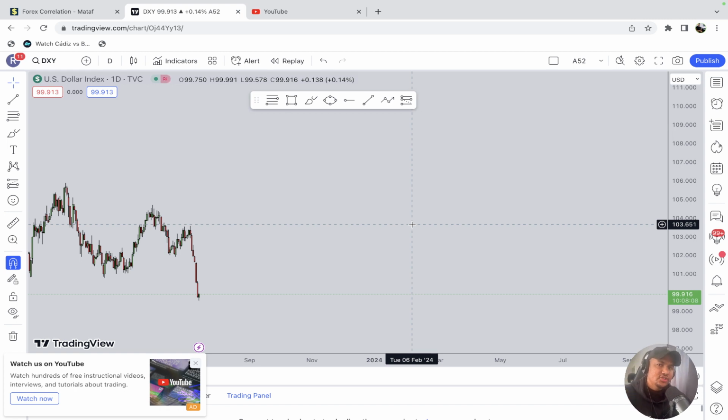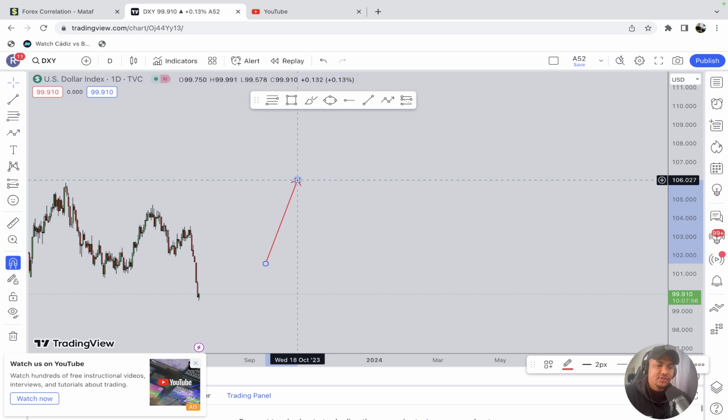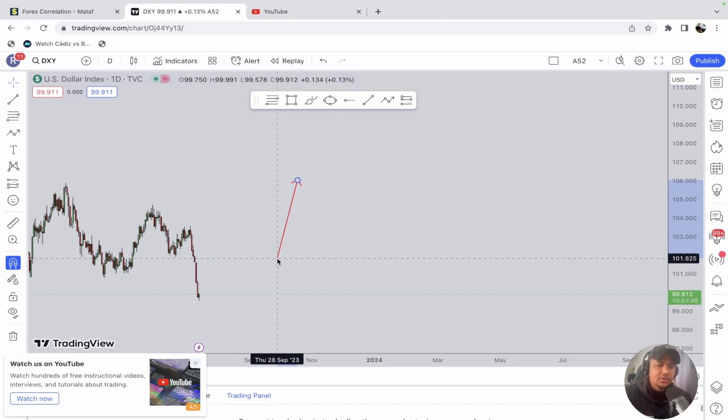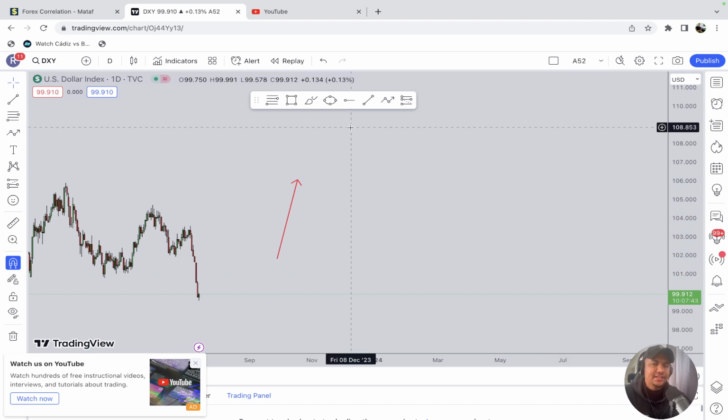To give you an example of what currency correlation looks like, there's a negative correlation between the dollar and gold. What that means is that when the price of the dollar goes up in value, gold and the dollar have a negative correlation. That tells us that when gold goes up, the dollar is supposed to come down.